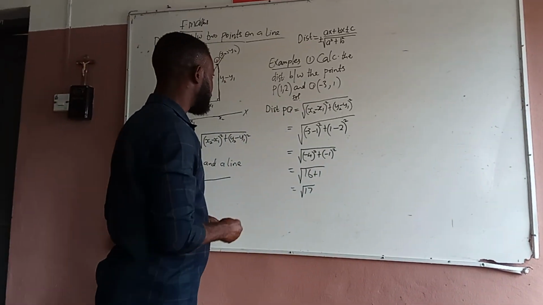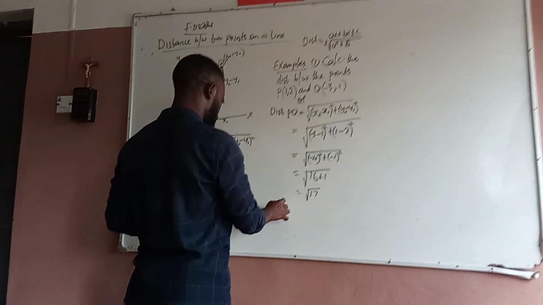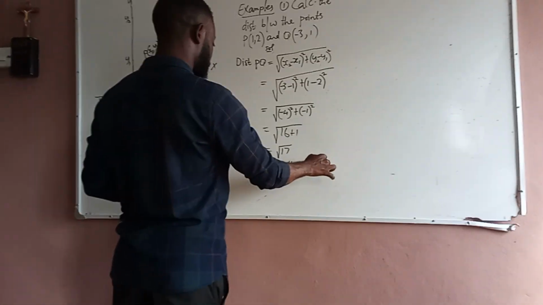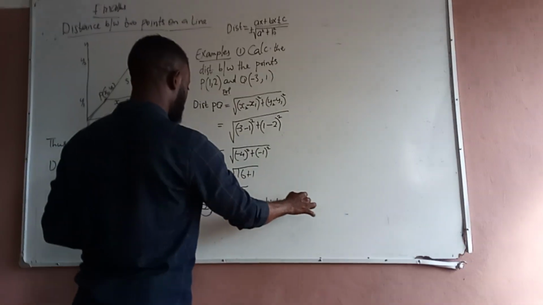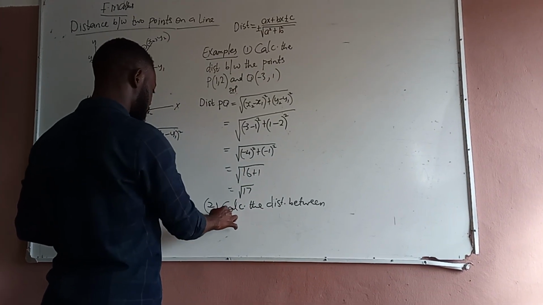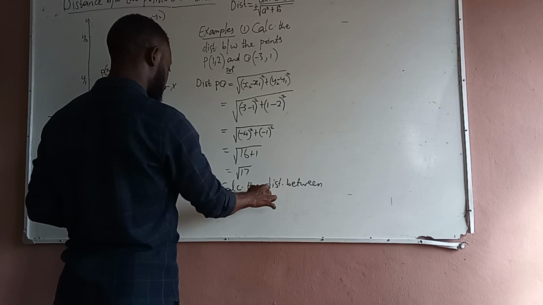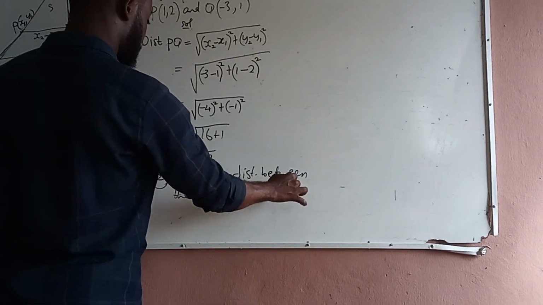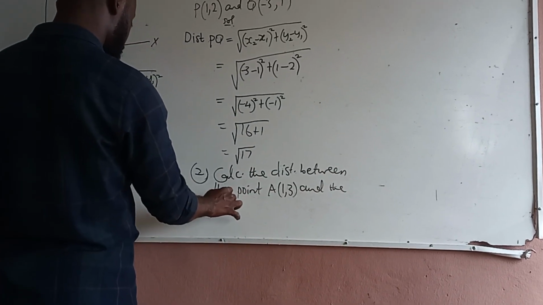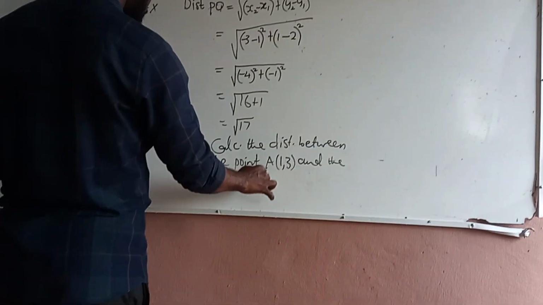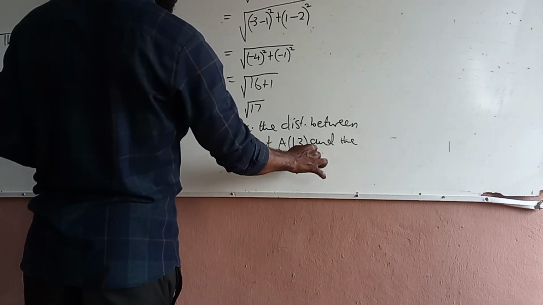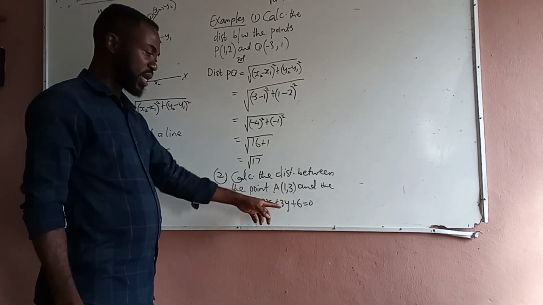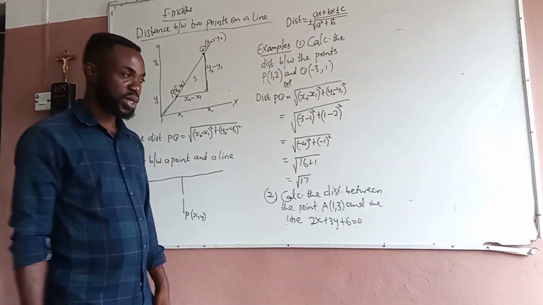Wow, that's very interesting. Question 2. Calculate the distance between the point A and the line 2x plus 3y plus 6 equal to 0. This is the point and the line. We want to find the distance between them.